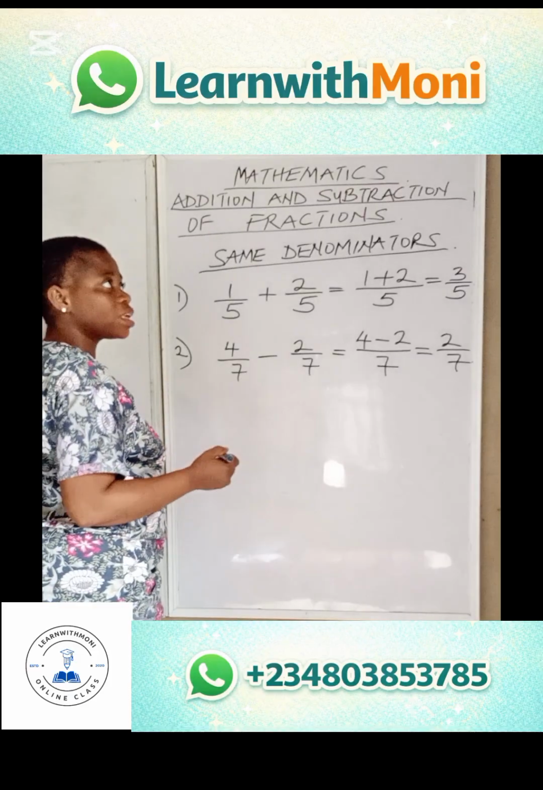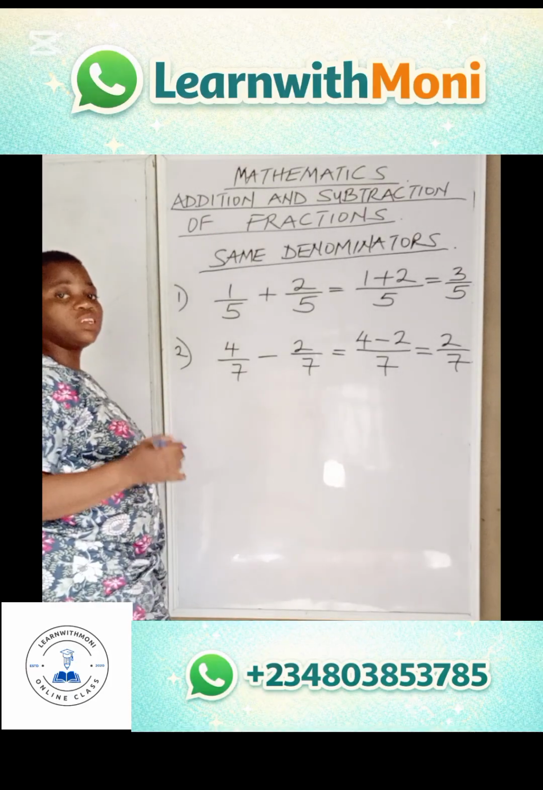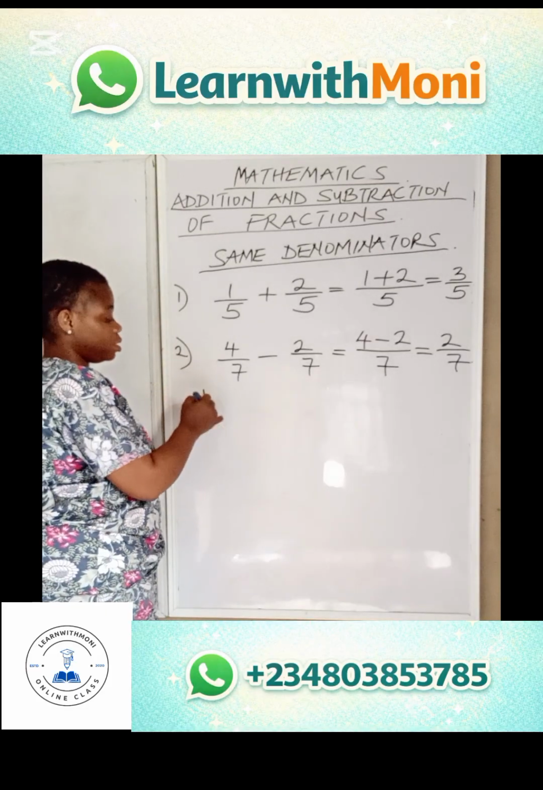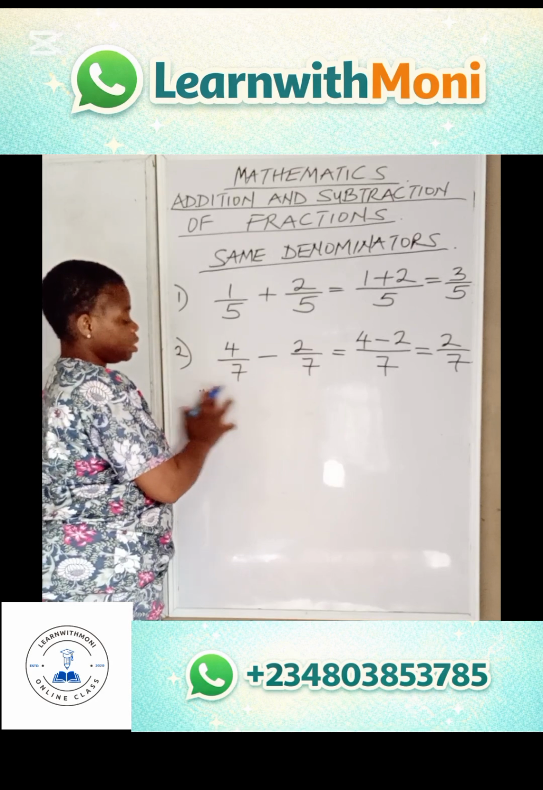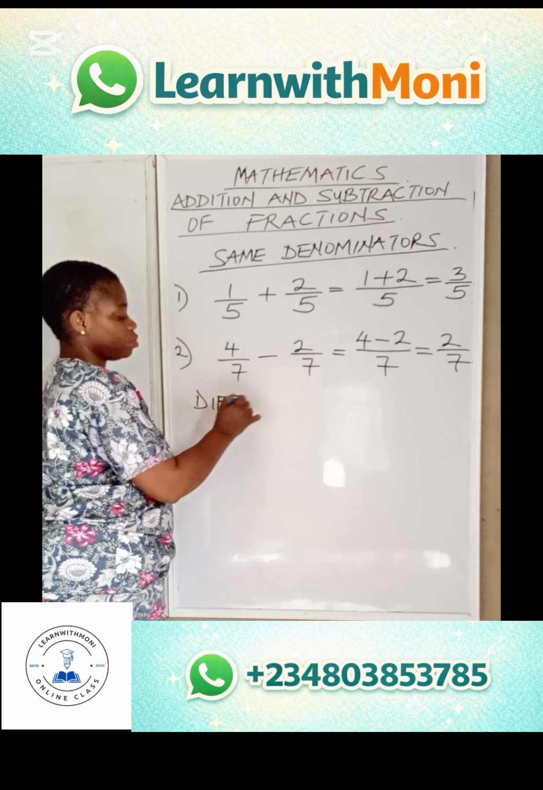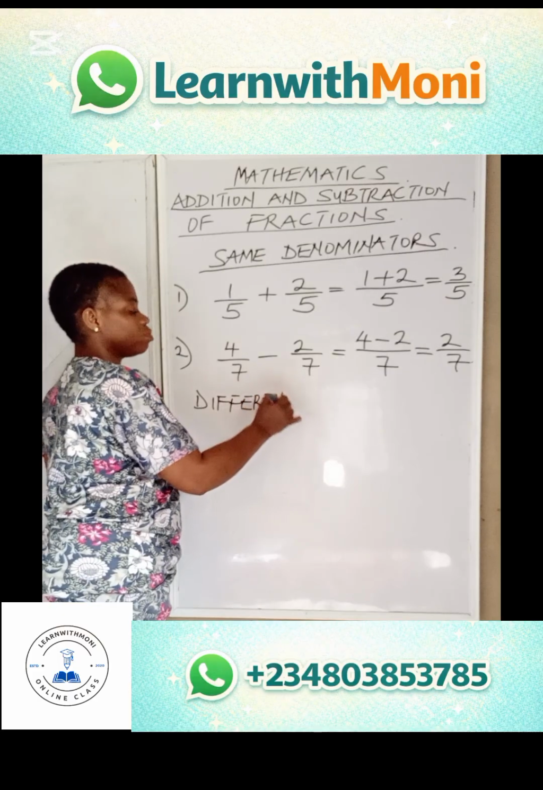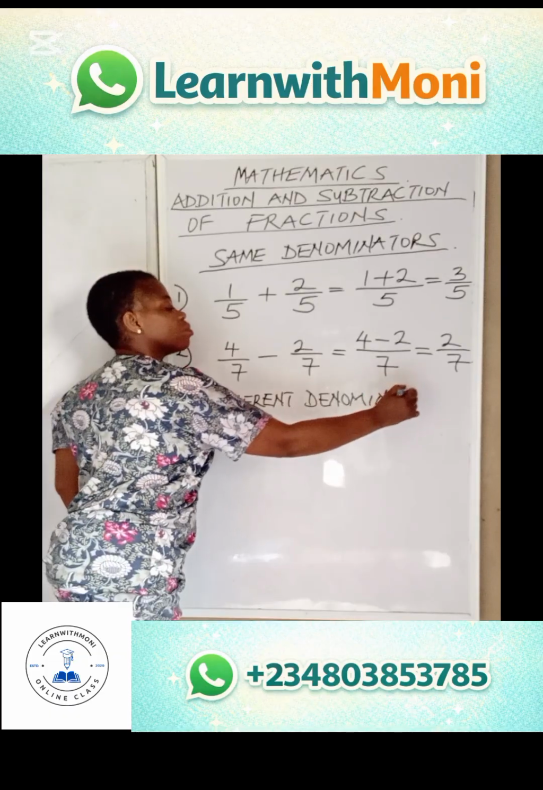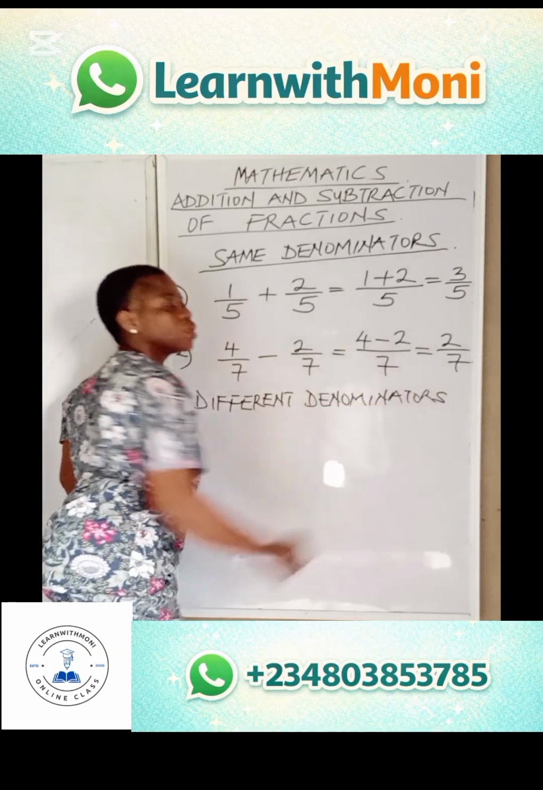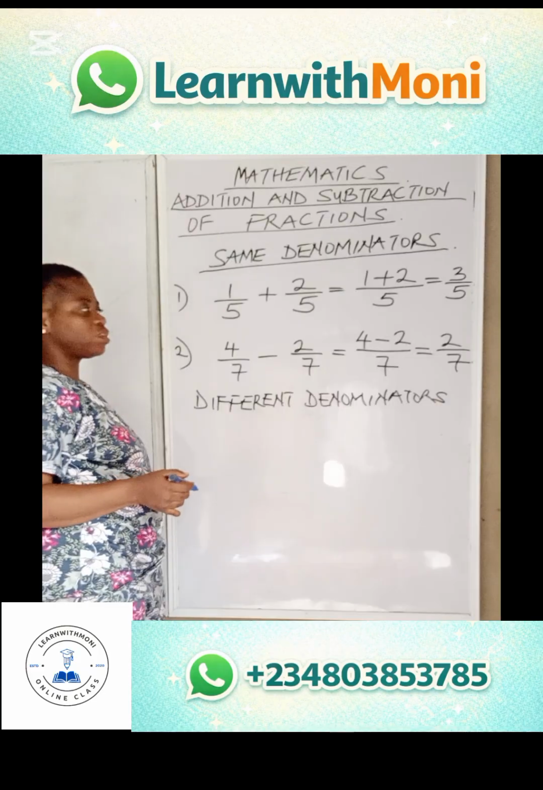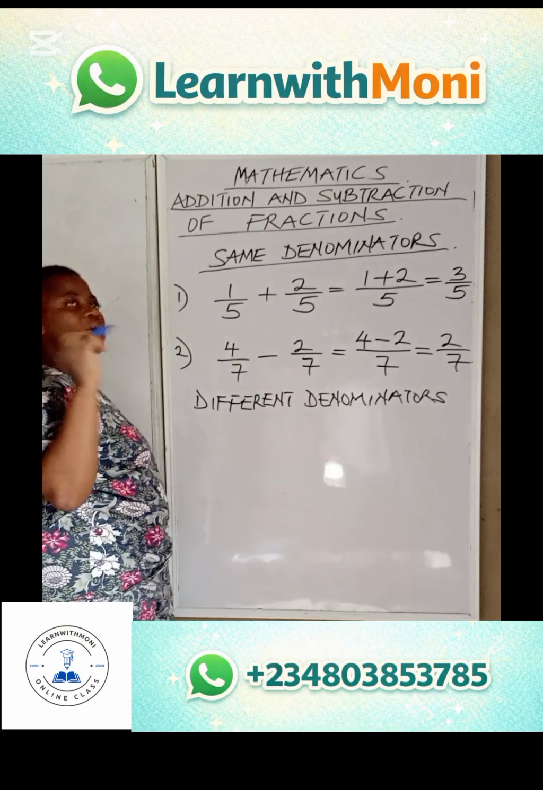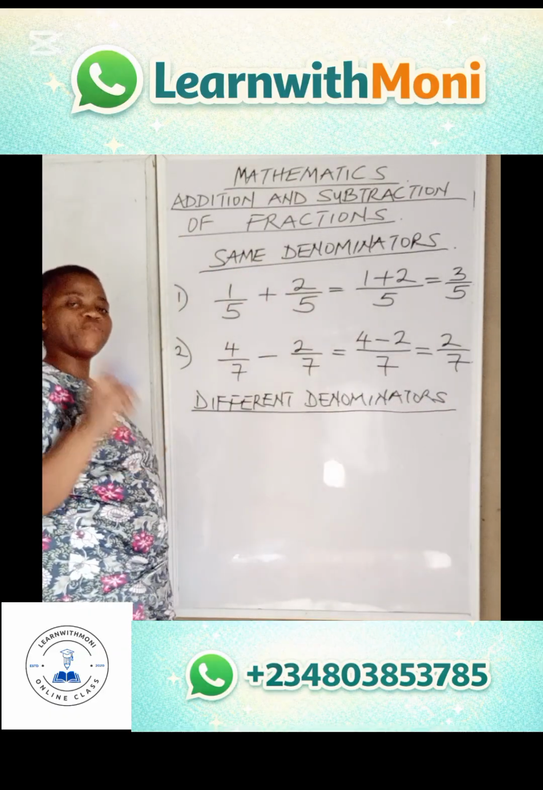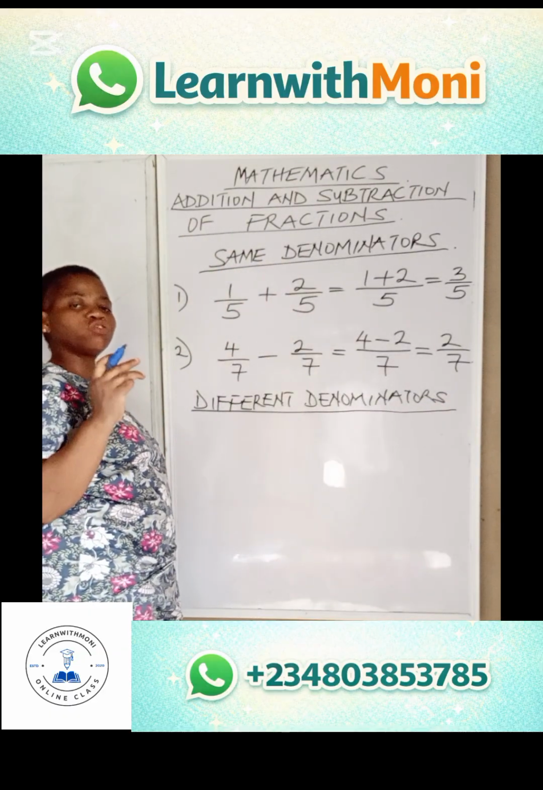But there are some cases where we have denominators that are not same. When the denominators are not same, different denominators, how do we work with that? When we have different denominators, our target, our objective, our goal is to make the denominators the same first, so that the addition or subtraction can be a lot easier.